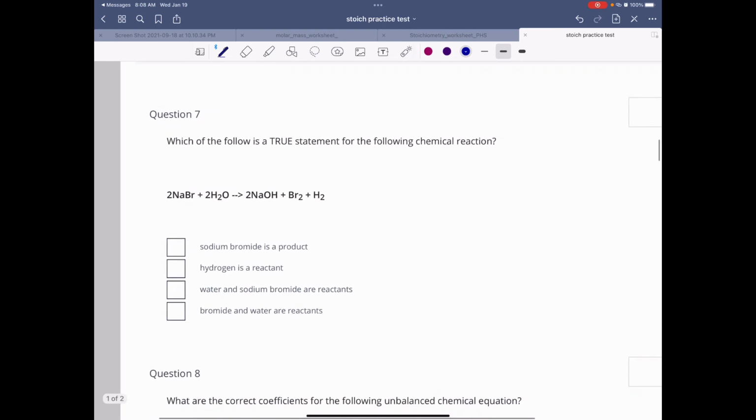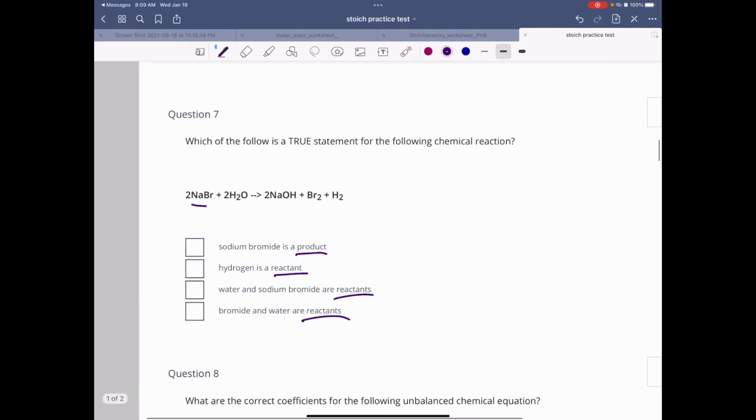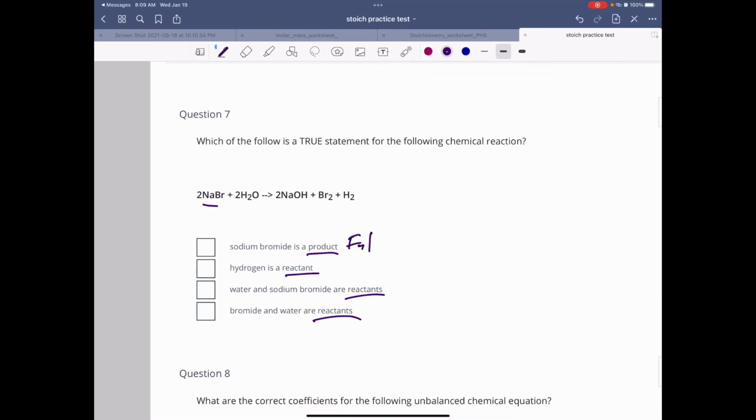So question 7, which of the following is a true statement for the following chemical reaction? So notice that all these questions have to do with product. So we're trying to identify which are reactants and which are products. Sodium bromide. This is sodium bromide right there. It's a product. No, it ain't. All right, because reactants are on this side, and products are over here. Products are what you make, right?